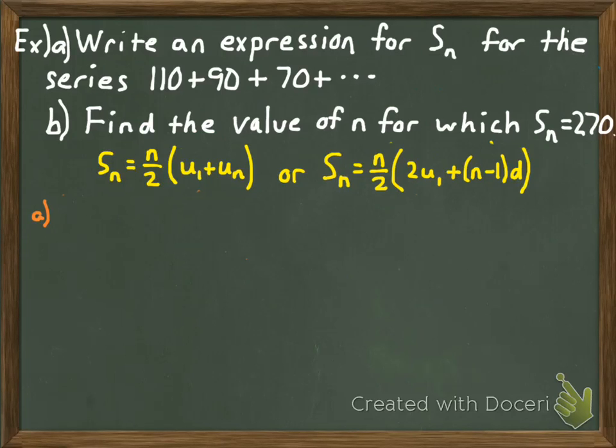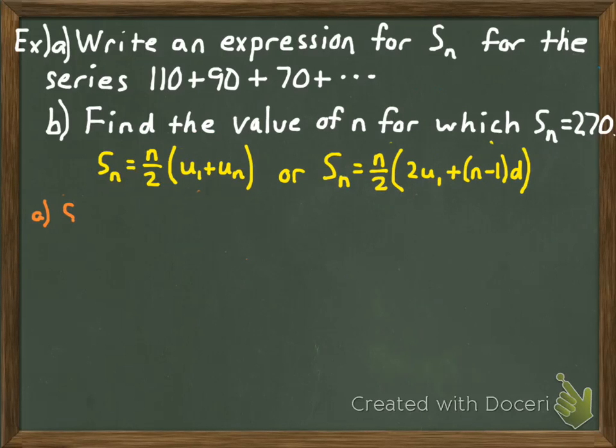And why can we use it when we couldn't use the other one? Well, we do know the sum of all the terms. We're trying to find n, so it's okay to leave the n there. We know the first term. Again, we know n, and we can find the common difference, right? Isn't that just negative 20? So I'm going to use this second formula here, and since I'm going to use that for part B, let's use it for part A as well.